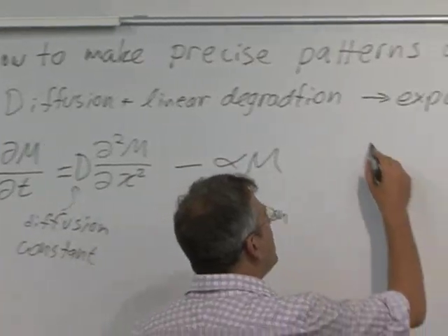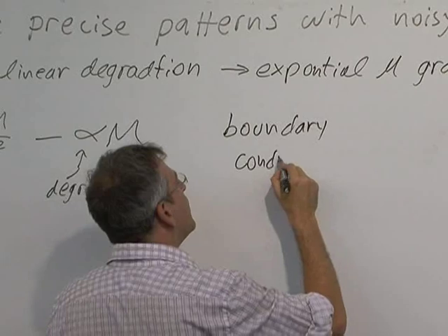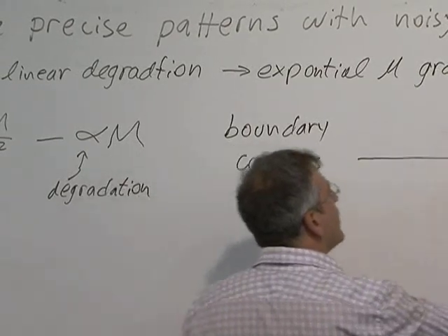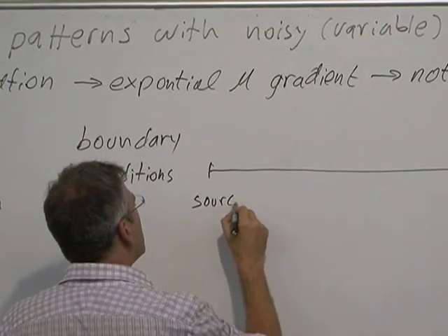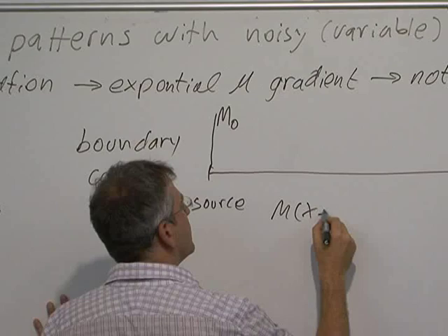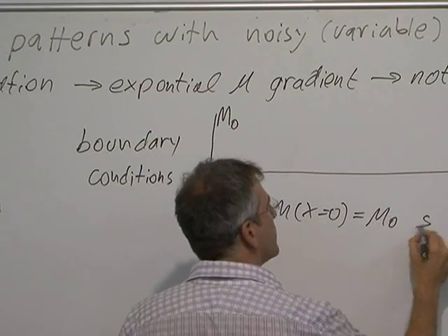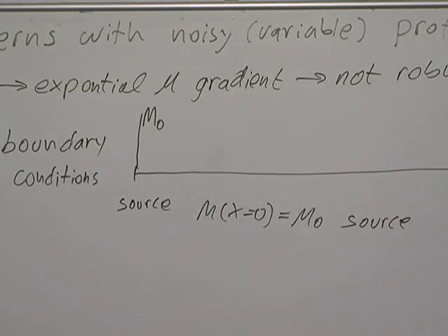We also have boundary conditions. So our problem, this is x. We have our source here, which has a concentration which we'll call m0. M at x equals 0 is m0. It's the source concentration. We assume that the source concentration is fixed. It's the amount of morphogen produced. It's more natural maybe to take the flux to be fixed. You can also solve that, but for simplicity, I'm taking the concentration to be fixed.